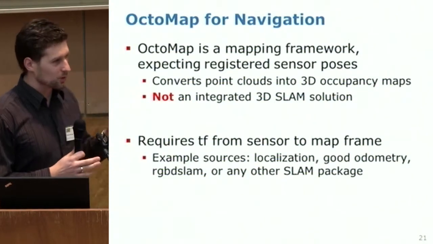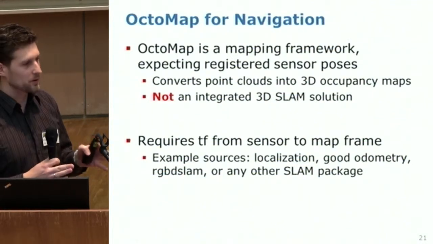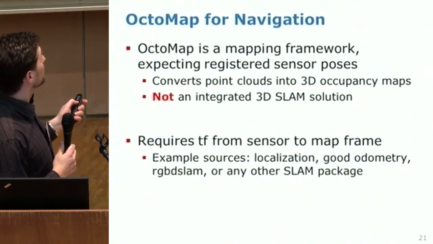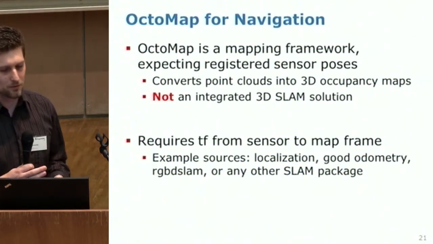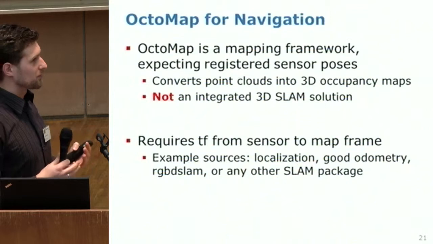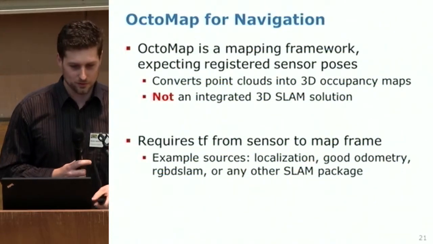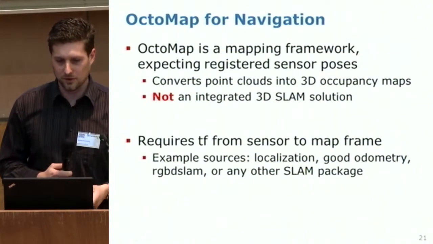So OctoMap here is doing one part, and this is the mapping. It's mapping with known poses, so it needs a pose estimate. It's converting or integrating your point clouds into 3D occupancy maps. It's not an integrated 3D SLAM system that you can just start and it will do everything for you. So it needs the TF from the sensor to the map frame.